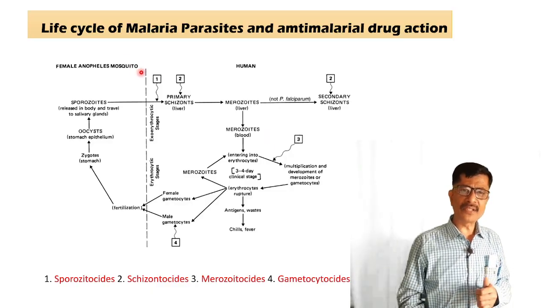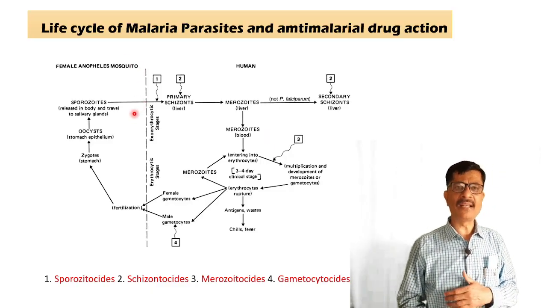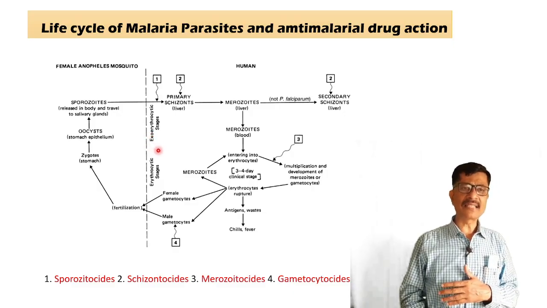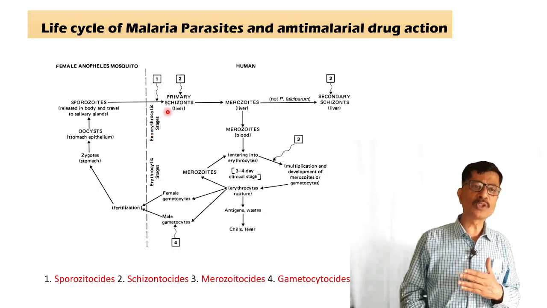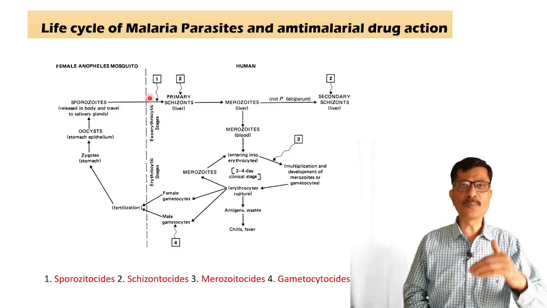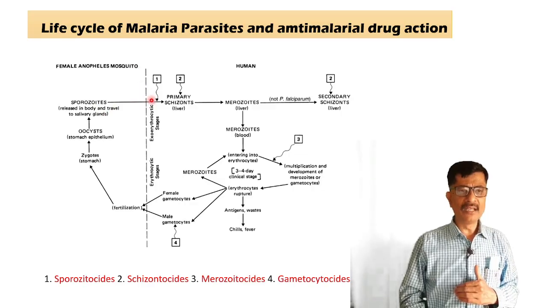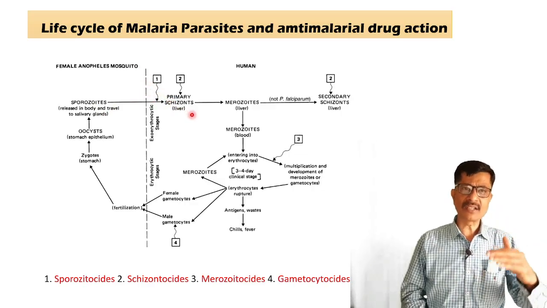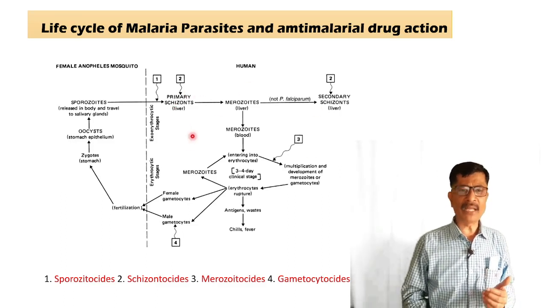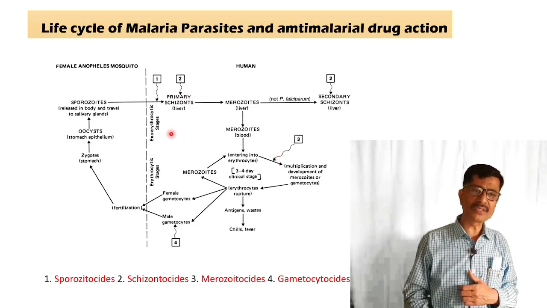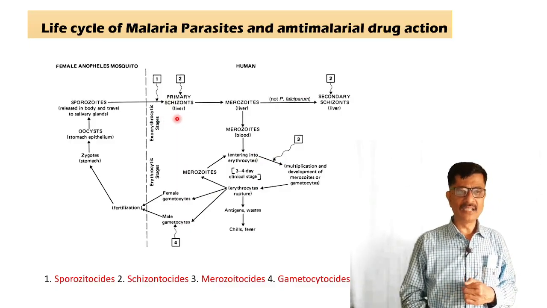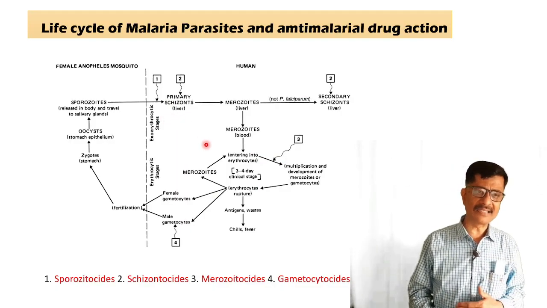Now there are different stages where antimalarials can act. Some antimalarials can act on sporozoites. When the mosquito bites and releases sporozoites into the human body, if they are killed at entry, further multiplication may not take place. Those drugs which kill the sporozoites are called sporozoitocides. There are very few drugs acting at this stage.